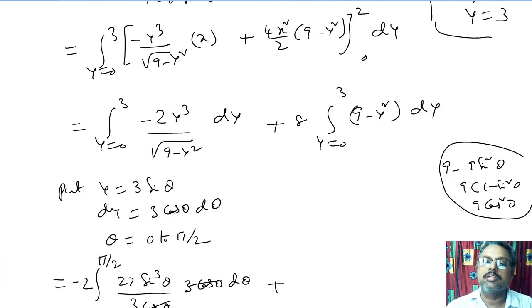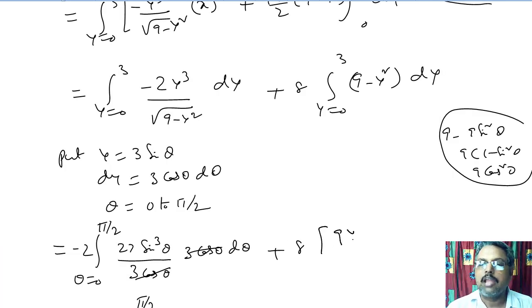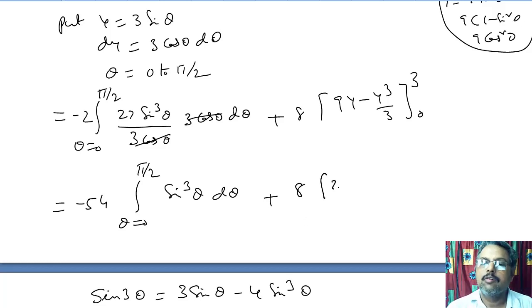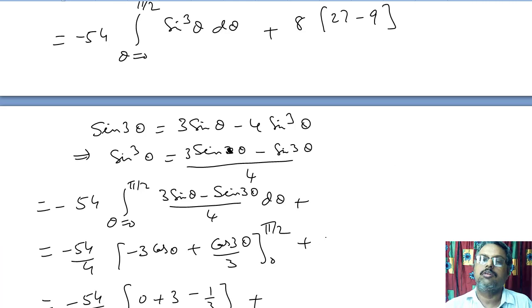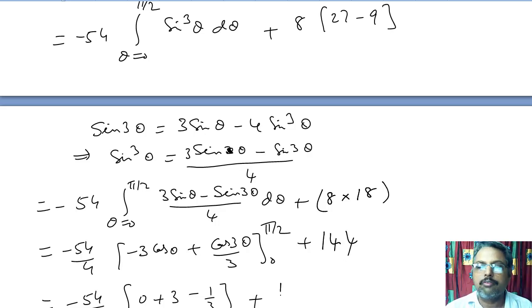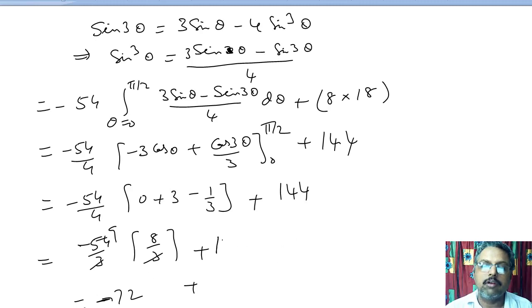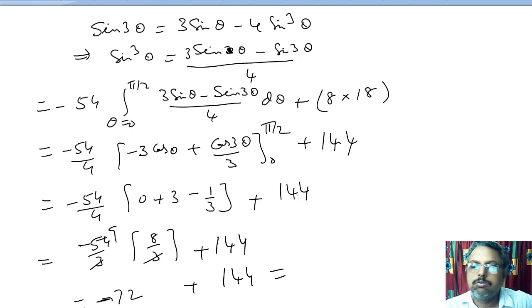Here, second part integration, 8 into 9y minus y cube by 3, 0 to 3. Very simple. 8 into 27 minus 27 by 3 is 9. 8 into 18. 18 into 8 is nothing but 144. 144 minus 72 is not.